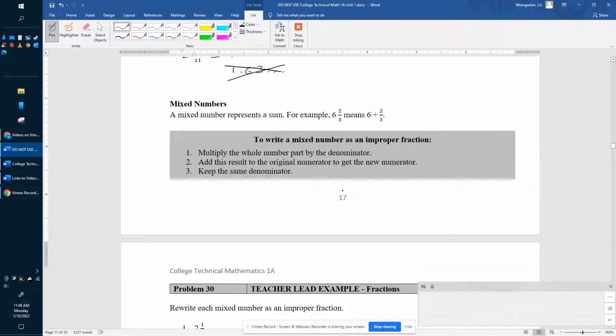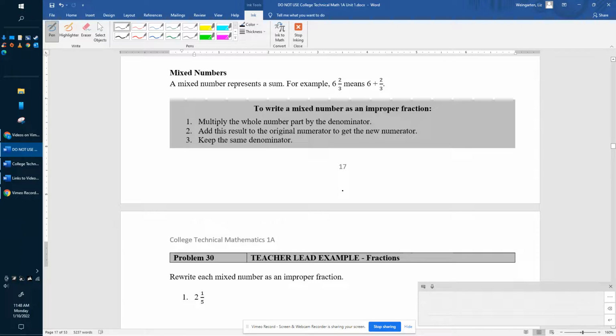Let's look at mixed numbers. So mixed numbers are essentially just sums. The way they're written, it kind of looks like they're being multiplied, but in fact, 6 2/3 means 6 plus 2/3. So we're going to learn how to write mixed numbers as an improper fraction. You can see the steps listed here.